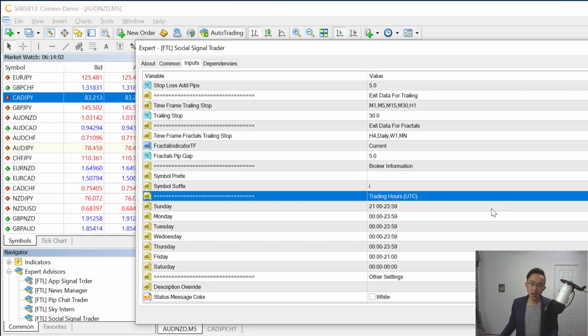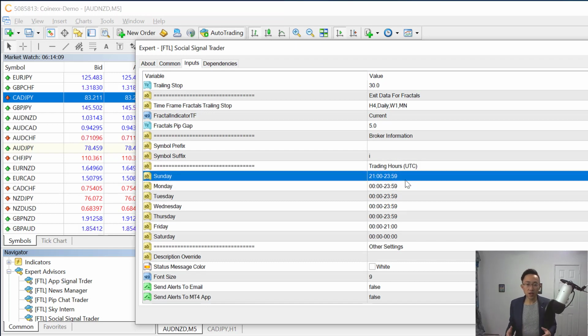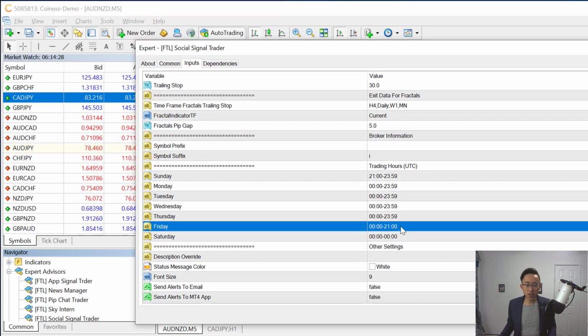Okay, now trading hours. This really means when do you want to take signals, because you might not want to trade Sunday or Friday because of the market open and close, there's a gap, and you don't want to get into that situation. So this is where you set it. It will trade from 9 p.m. UTC on Sunday to Friday 9 p.m. UTC. This is the default setting, and that's exactly when the market opens. So you can change it.